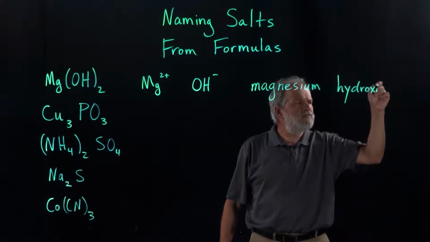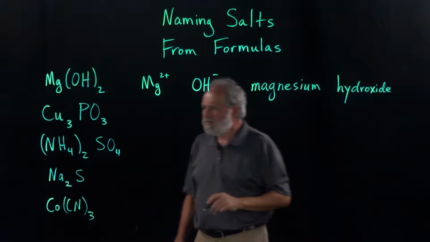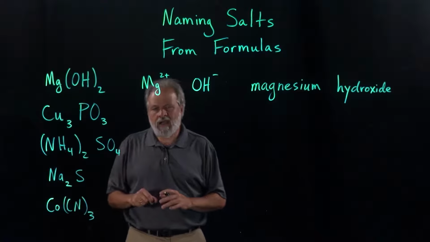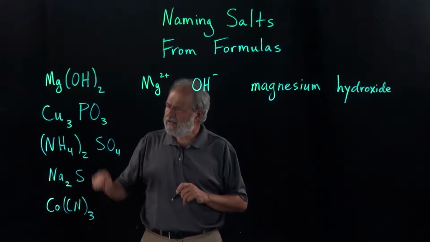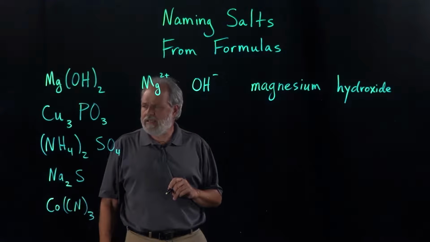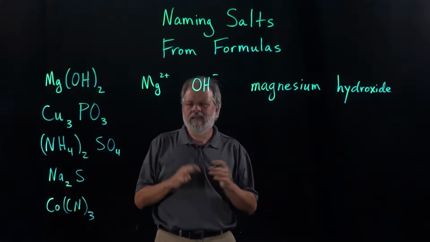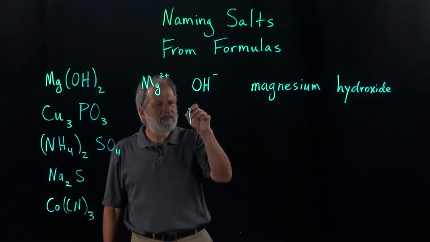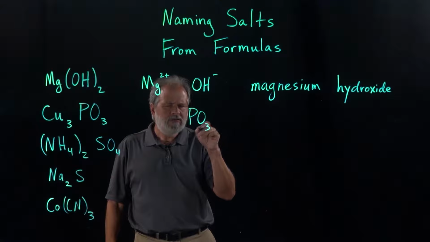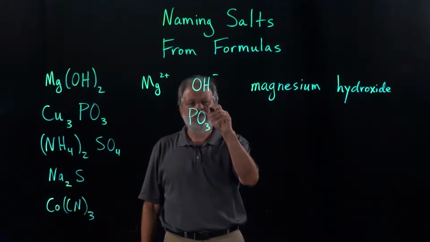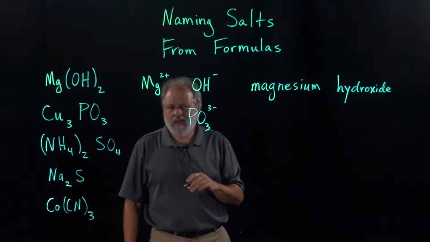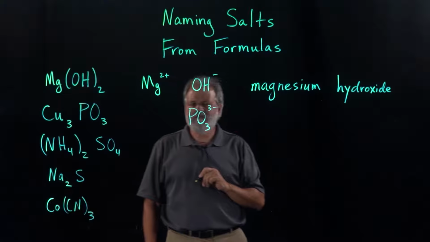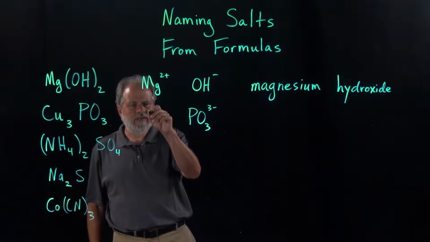Okay, so now the next one. Is this an ionic compound? Well, it has a metal, so probably ionic. And then we see a PO3. A PO3 altogether should remind us of phosphate, but it's one less oxygen. So phosphate would be PO4, 3 minus. Phosphite will have one less oxygen, same charge. So that's phosphite, and this is copper.